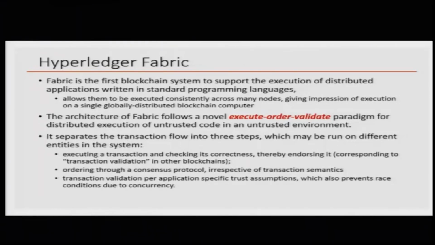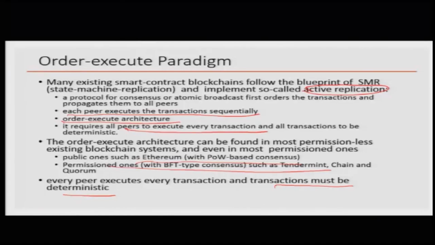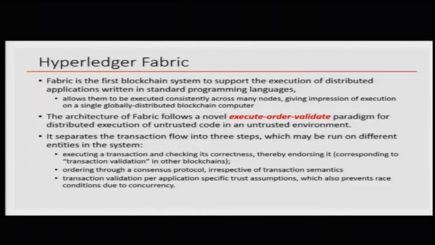So, the architecture of Fabric follows execute, order, validate. Earlier we were talking about order, execute: order first, execute next. Now we are talking about the execute, order, validate paradigm, and we will explain what that means for distributed execution of untrusted code in an untrusted environment. It has a transaction flow which has 3 steps. First, executing a transaction and checking its correctness and thereby endorsing it. So, there is a step called endorsement.